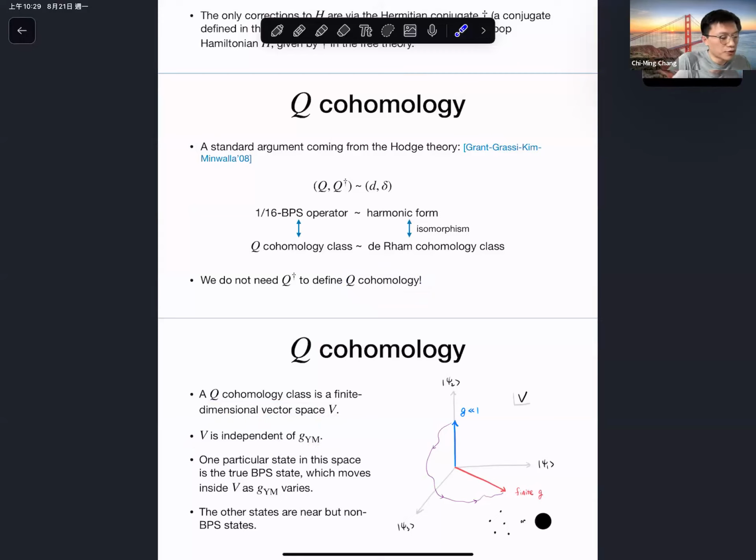But the true BPS state is a vector in the space V, and itself would depend on G Yang-Mills. For example, here I draw a schematic picture. The space itself does not depend on G Yang-Mills, and this blue arrow denotes the true BPS operator. That is, in analogy with harmonic forms, a harmonic form would depend on G Yang-Mills. And if we turn on G Yang-Mills to some finite value, then this blue vector would rotate in this space to the red vector, this one.